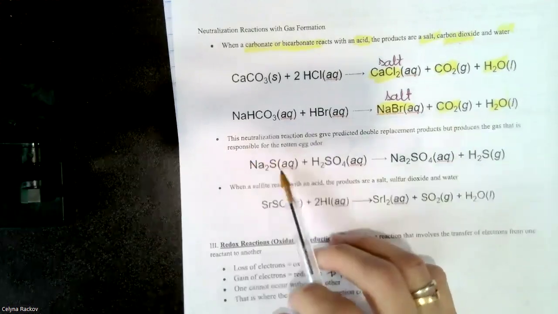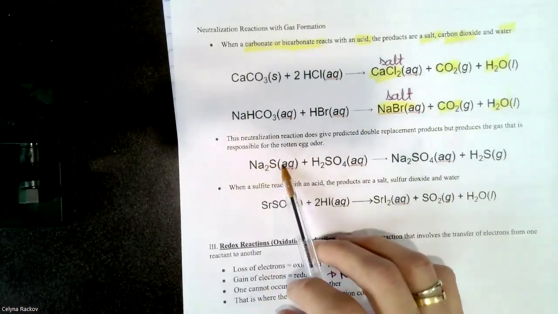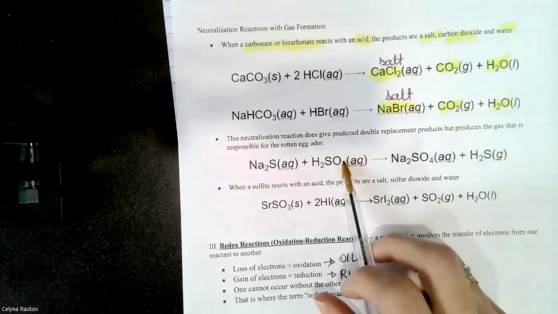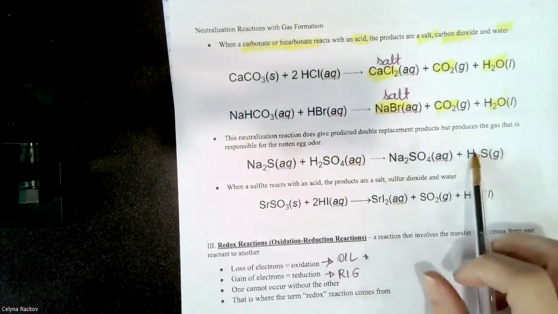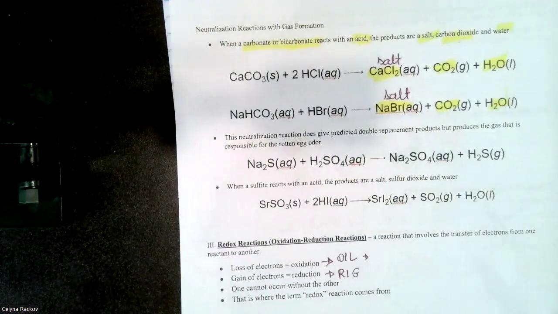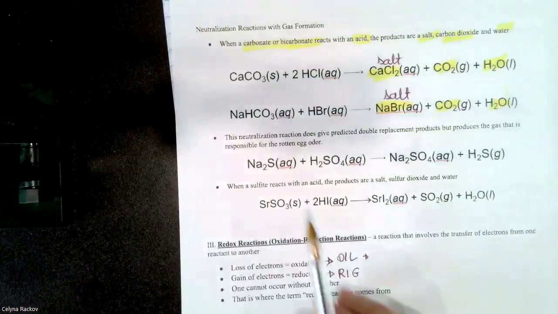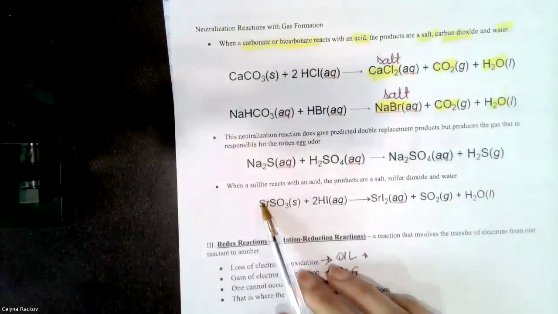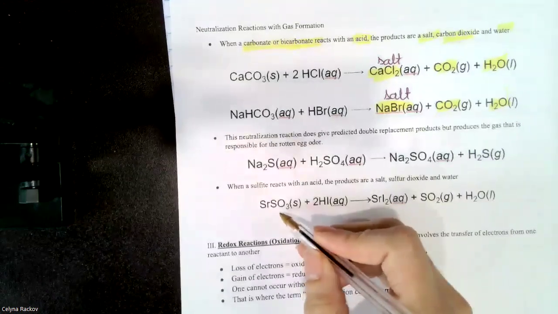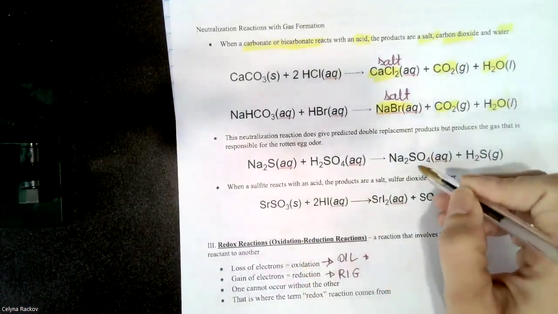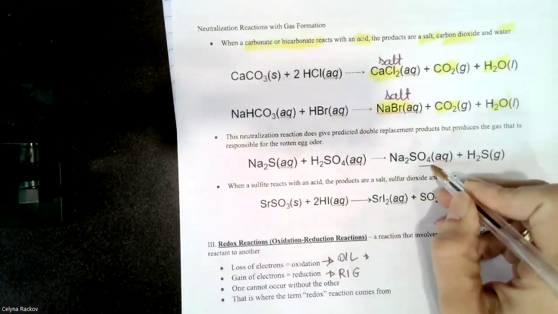And this one is making sodium sulfide react with sulfuric acid, making sodium sulfate and hydrogen sulfide. So, and then when we have sulfide here, right? The sulfate is SO4 here. When you have oxygen less, we change from ate to ide.